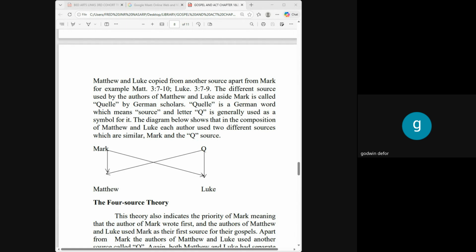You realize that there is no arrow from Q towards Mark, meaning that no item of Q can be sourced in Mark. Any comment? And my question is, does this two-source theory solve the problem, the synoptic problem?